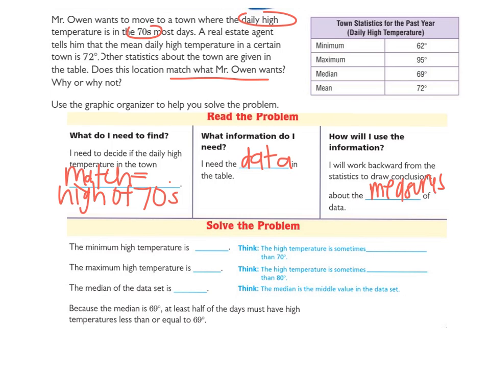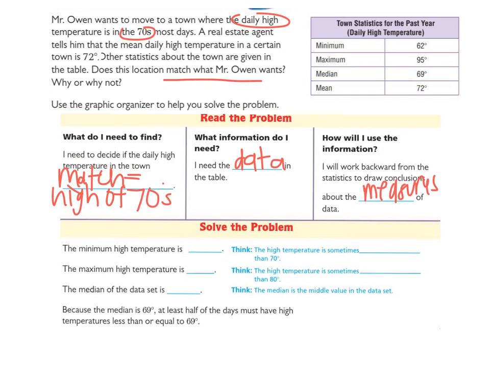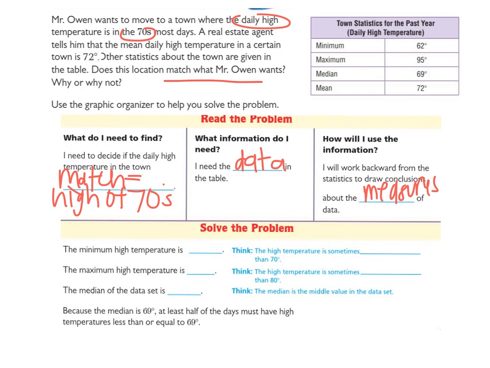So let's take a look at the minimum high temperature. Looking at my chart, it is 62. That's pretty cold. Whoa, that's not what I want to do. Here we go. Minimum is 62. Now the high temperature is sometimes less than 70. The maximum high temperature is 95. That's pretty hot. It's sometimes greater than 80. And the median of the data set is 69 degrees.